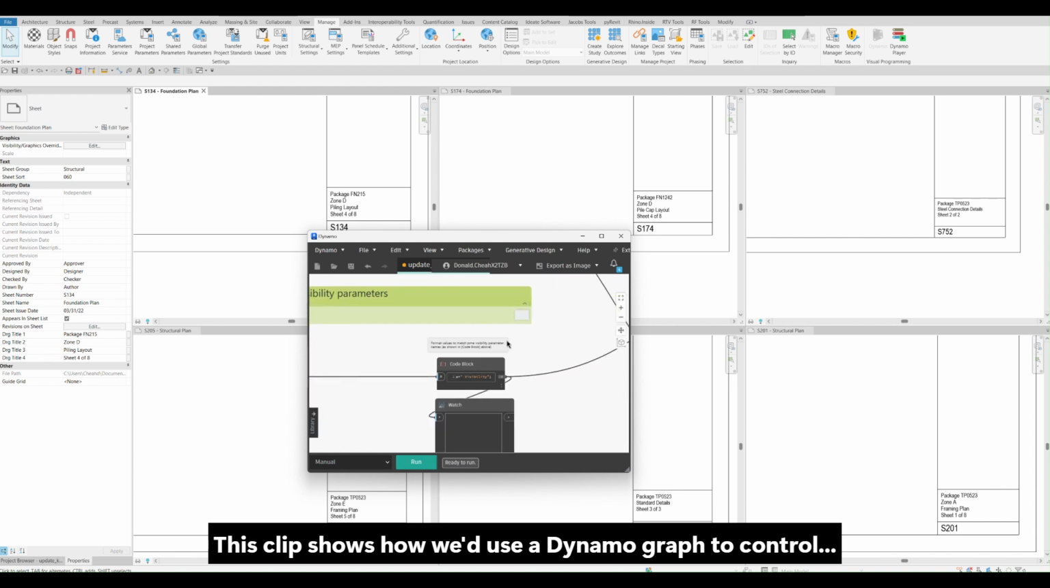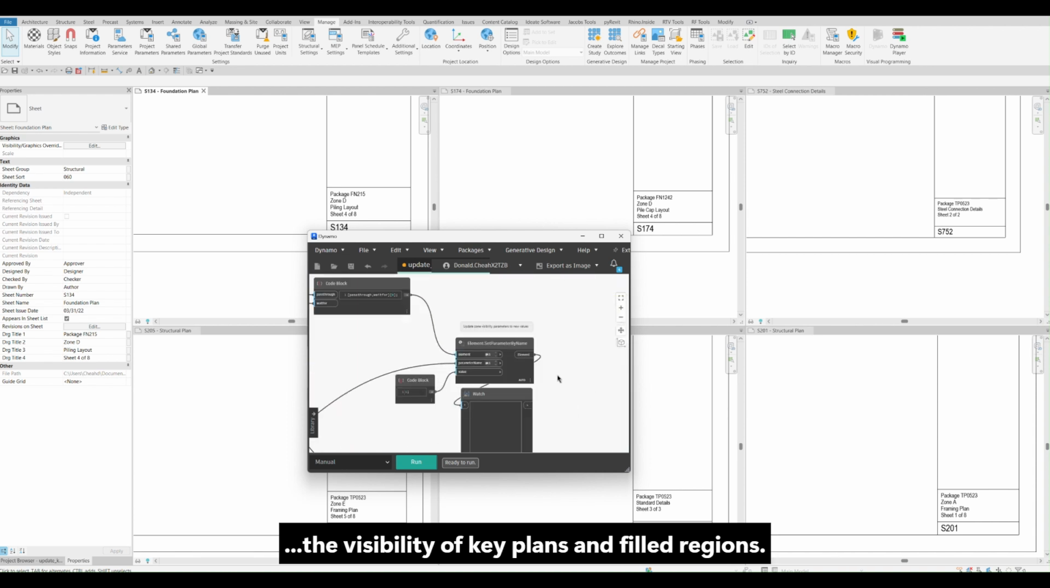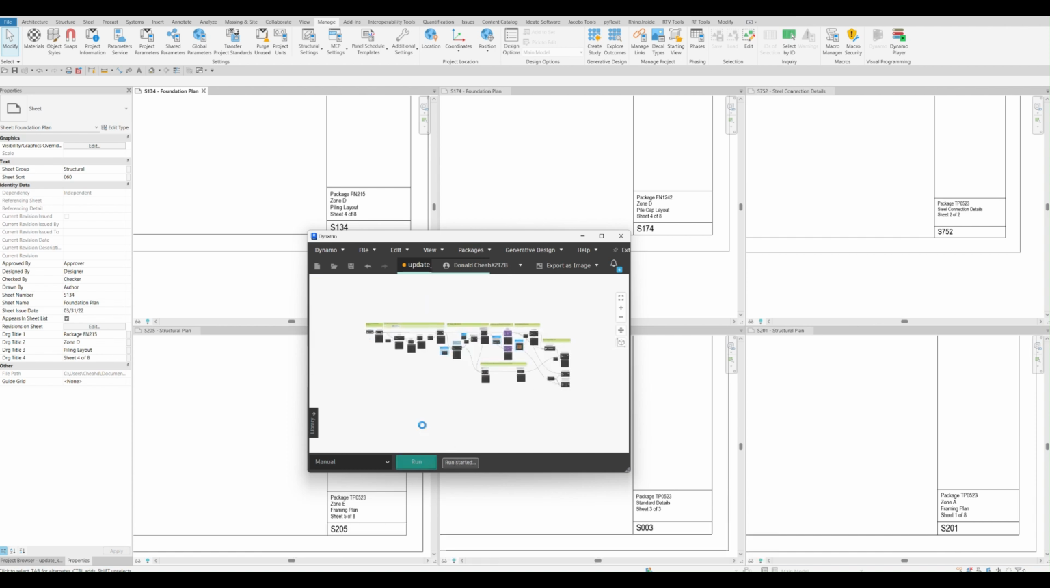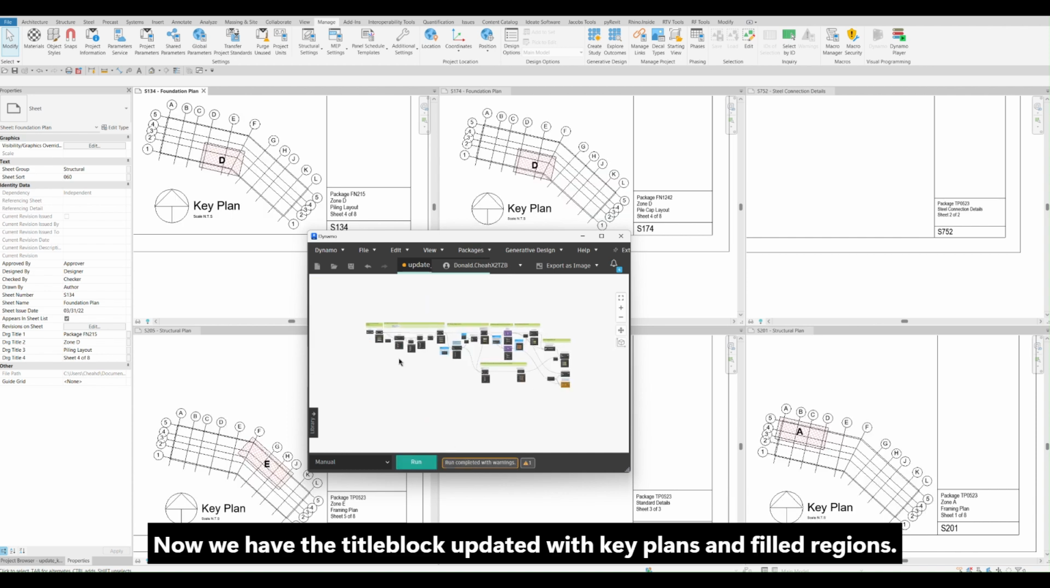This clip shows how we'd use a Dynamo graph to control the visibility of key plans and filled regions. Now we have the title block updated with key plans and filled regions.